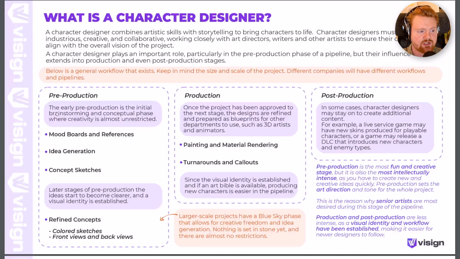So going into pre-production, the early pre-production is the initial brainstorming and conceptual phase where creativity is almost unrestricted. So you will have things like mood boards and references that you will be gathering. You have idea generation and concept sketches. In later stages of pre-production, the ideas start to become clearer and a visual identity is established. So you take your rougher sketches and rough ideas, and then you begin to refine them a little bit further. You add some colors to them. You do some front views and back views to iterate further and visually explain things.